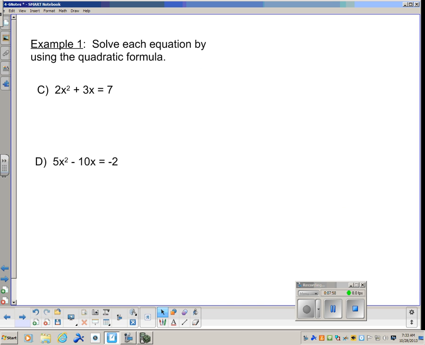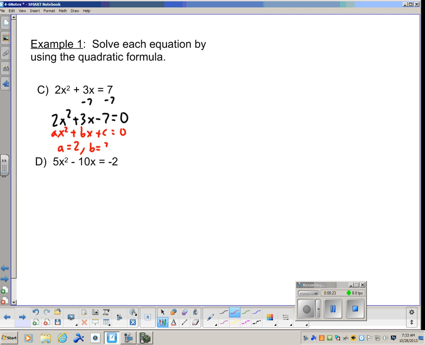So let's try another one or two here. Make sure we've got this. Again, this has to be set equal to 0, so I have to bring my 7 on over. So I get 2x squared plus 3x minus 7 equals 0. Trying to figure out what my values are, it's ax squared plus bx plus c equals 0. So my a value is what's in front of the x squared, which is 2. My b value here is 3, and my c value here is negative 7.